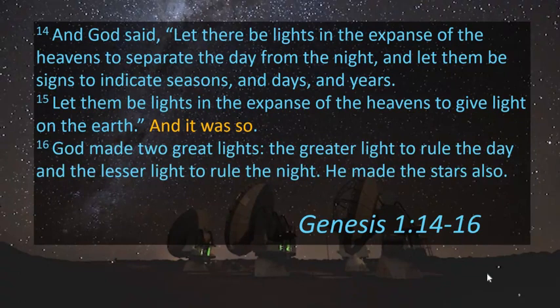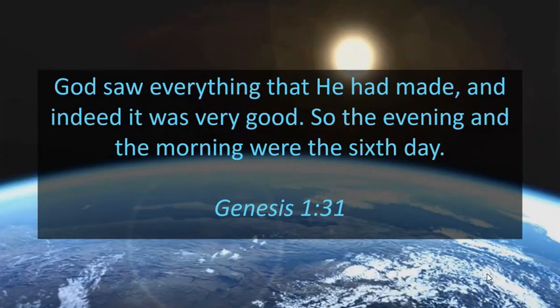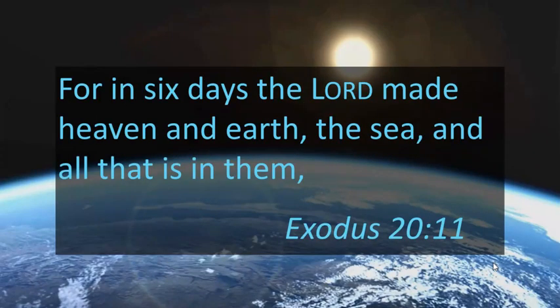Verse 16, God made two great lights, the greater light to rule the day and the lesser light to rule the night. He made the stars also. Genesis 1:31, God saw everything he made, and indeed it was very good. So the evening and the morning were the sixth day. So it says that the creation took 6 days. Also, Exodus 20, verse 11, for in 6 days the Lord made heaven and earth, the sea, and all that is in them. So there's your evidence for the Bible teaching. It took 6 days for God to make the heavens and the earth.